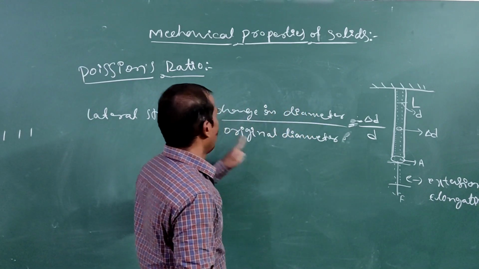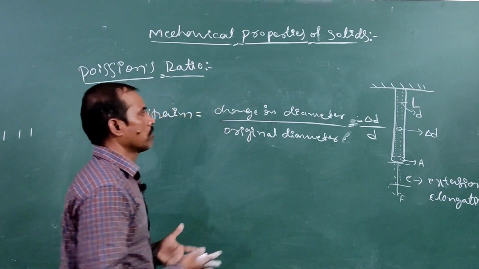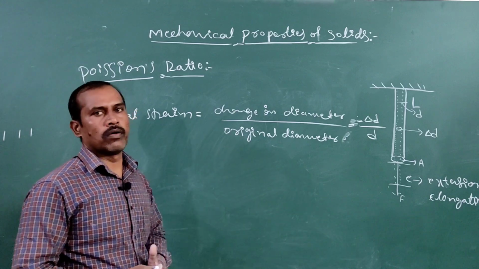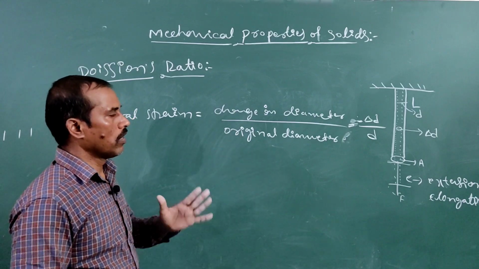Okay, this is the lateral strain, which is equal to the change in diameter of the wire to the original diameter of the wire, that is equal to delta D by D.